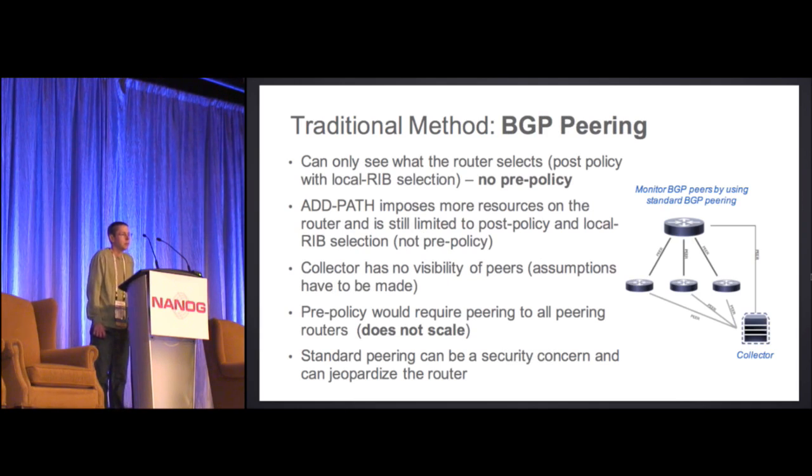BGP peering is probably the most popular way to monitor BGP, but when you monitor via BGP peers, you are only going to get the interpreted view of the information, which means you're only going to get what the router tells you. And that means the router has to process the updates. The router has to understand the attributes and has to accept the updates in order to send those to you. So even if you tried to do pre-policy with add path, you would still be limited to what the router has decided is valid.